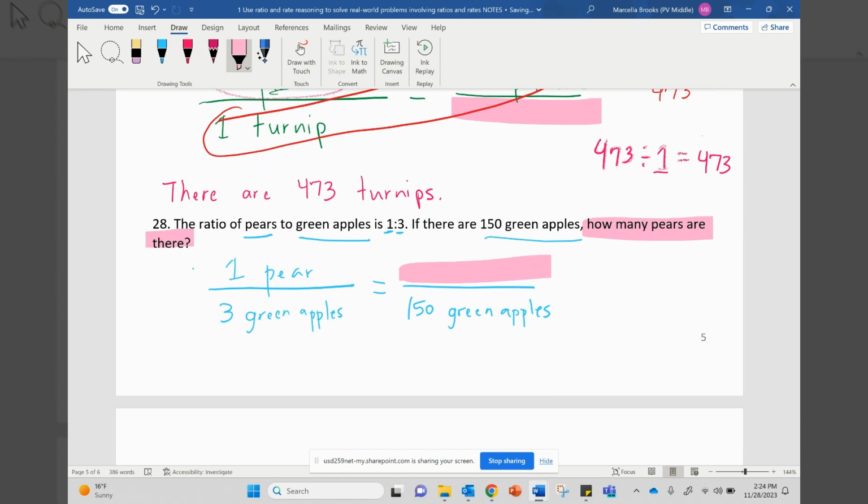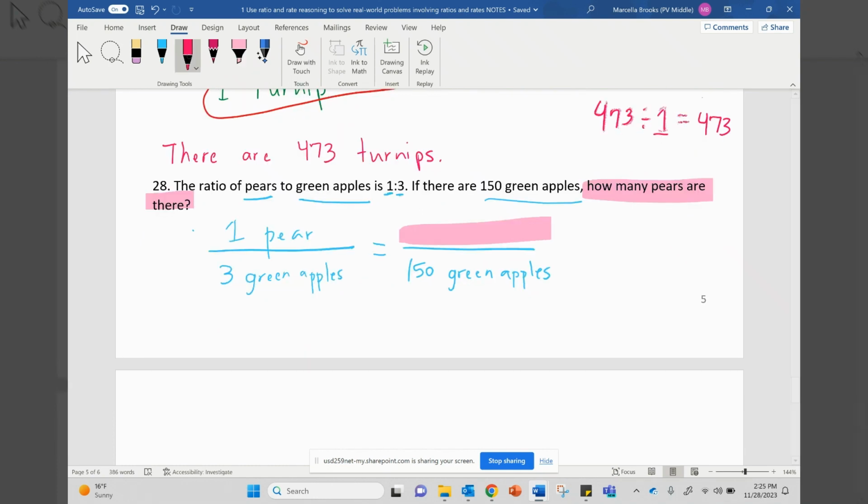So I want you to see if you can solve this one on your own. I'm going to give you the sentence stem. So your answer should take the form of: there are blank pears.